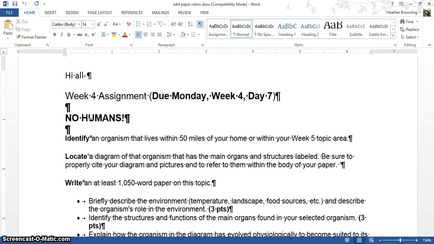Okay, so no humans, so don't do a human. You can pick anything else. Pick a plant, pick an animal. I'd say don't go so much with bacteria. It can just be a little tricky, and it's better to go a little bit bigger.